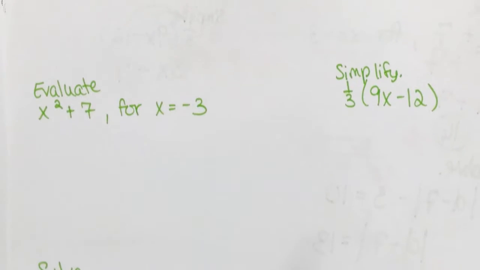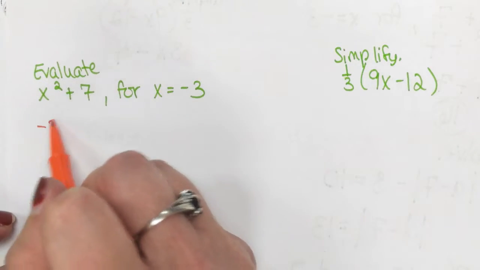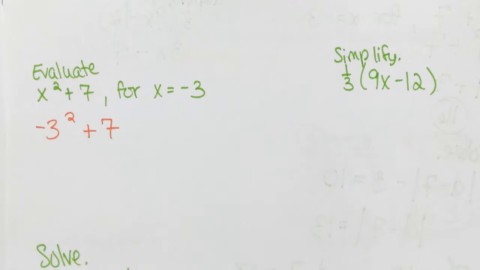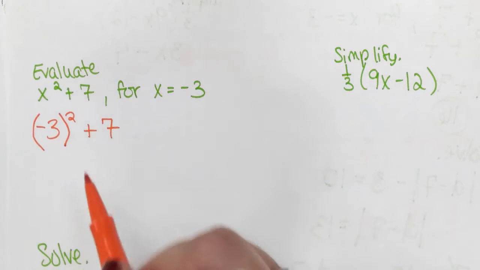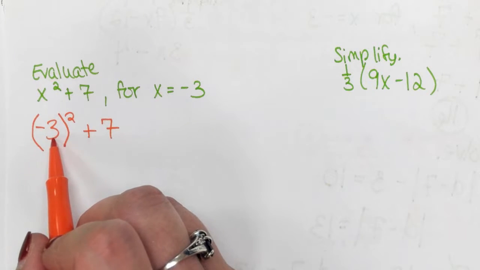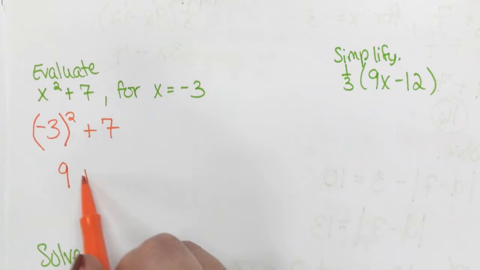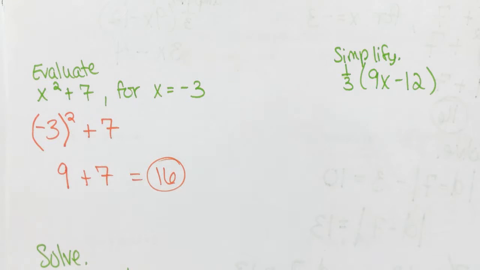Evaluate. What do I do there? So again, -3 squared. There you go. Like that? Where did the parentheses go? Around just the -3. Because if you don't use parentheses, it's going to give you -9. And -3 squared is a positive 9. Add them and you get 16. Did you get it? All right, what about the next one?